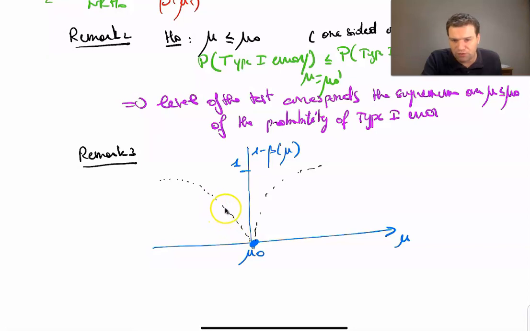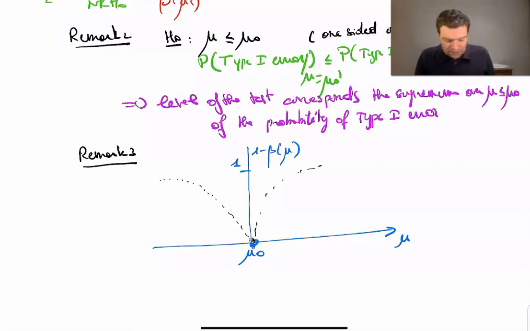What is important is to understand that the power, when mu is close to mu naught, the probability to reject when we have to reject becomes small, and it can go down to alpha when mu becomes mu naught. You see that the red curve and the green curve are exactly the same for the two-sided test.